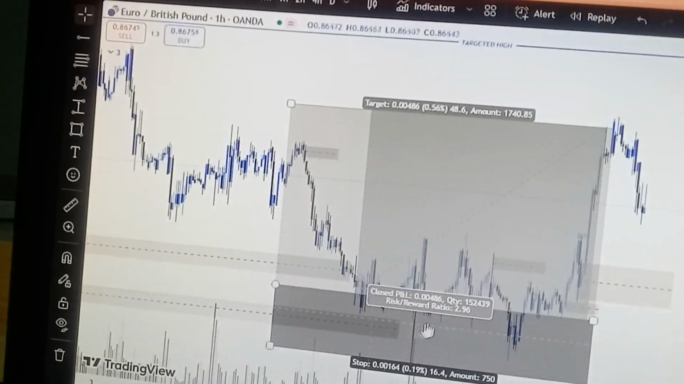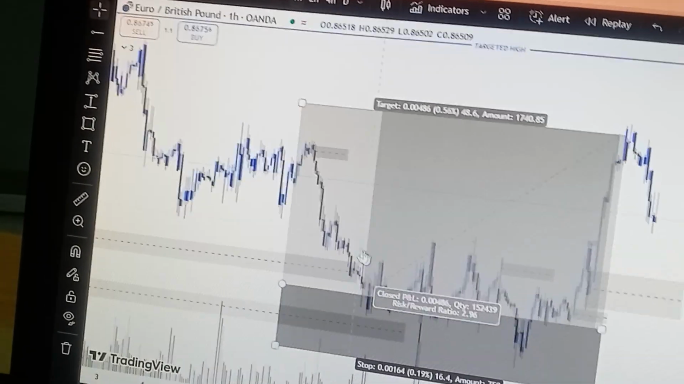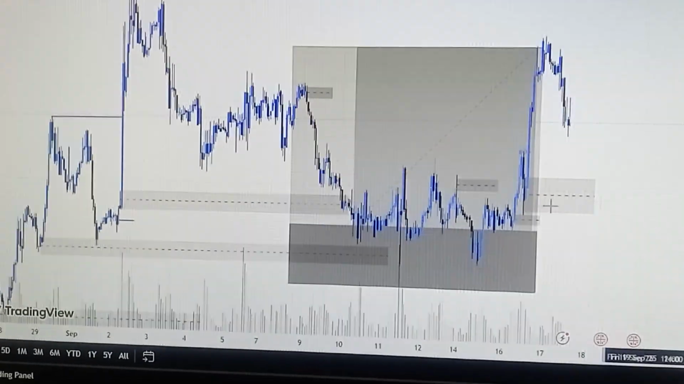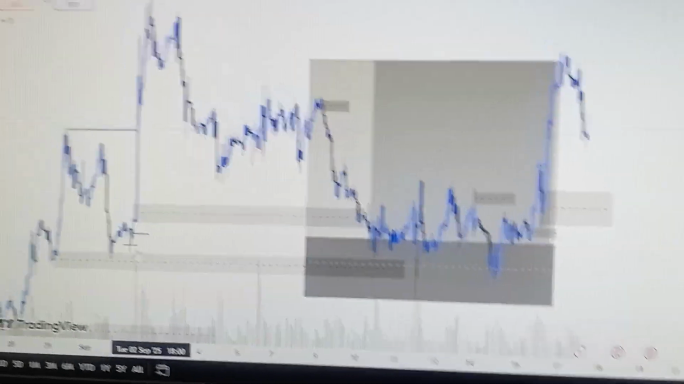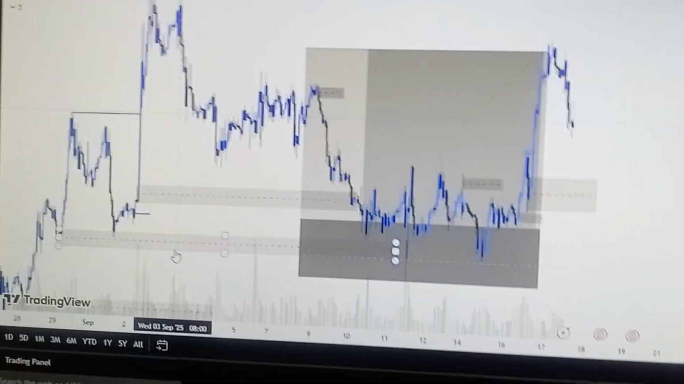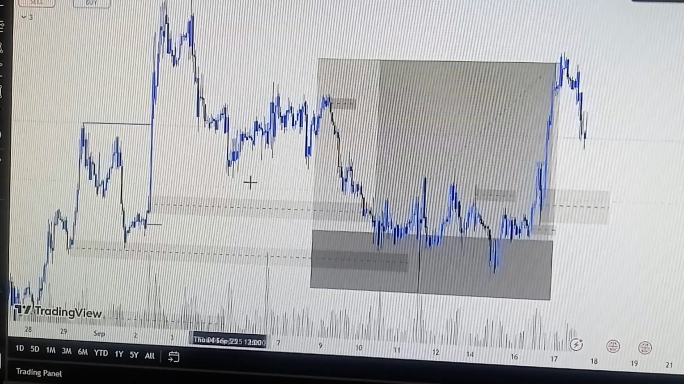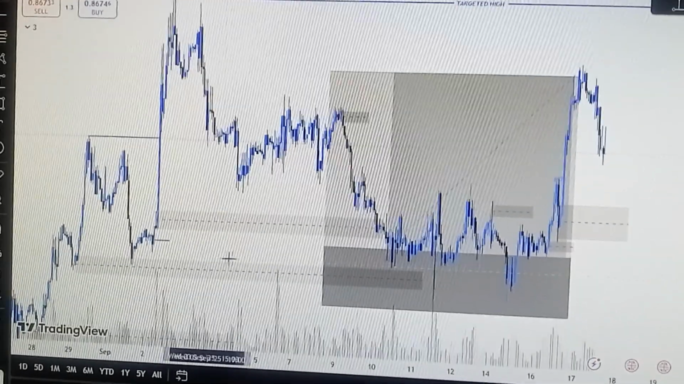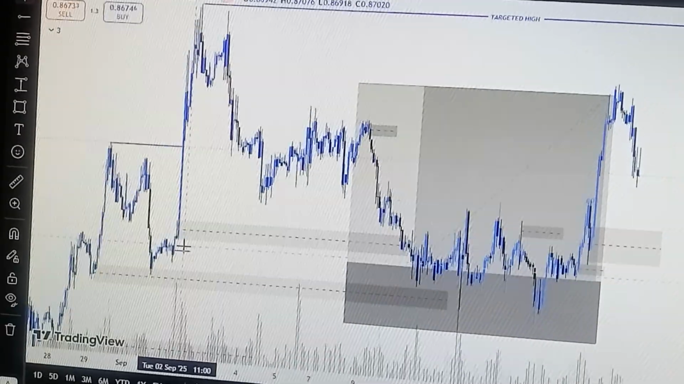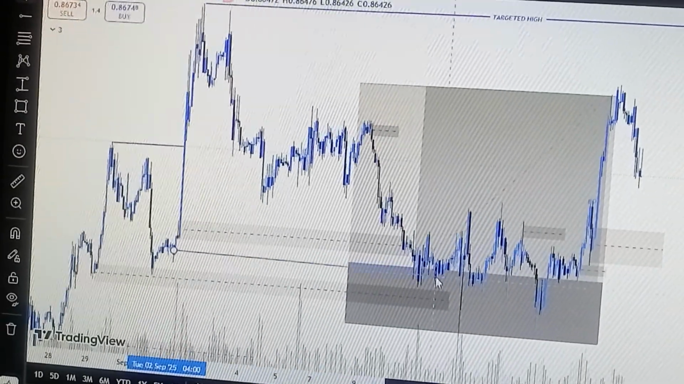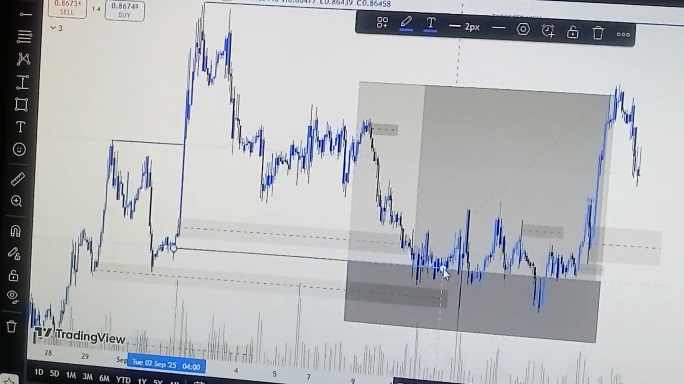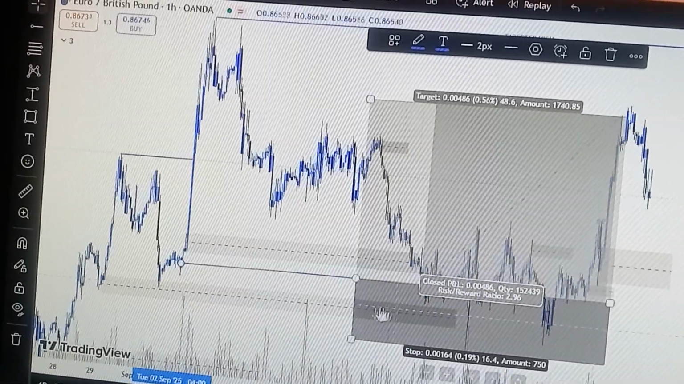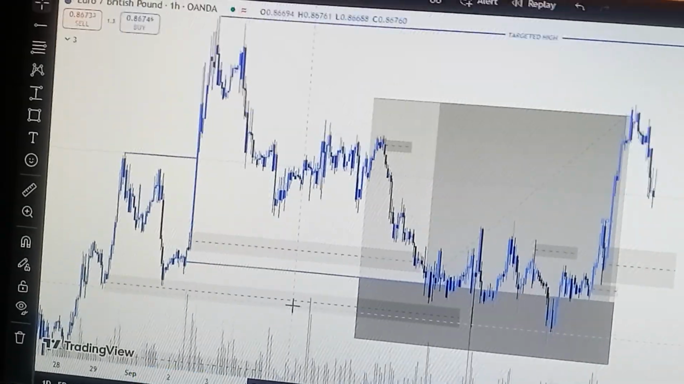So as you can see, price took a long time here before mitigating my order block. My order block was right here. All this was liquidity, as you can see, to trigger the early buyers to enter the market. That was liquidity. Then I waited for price here on the extreme order block.